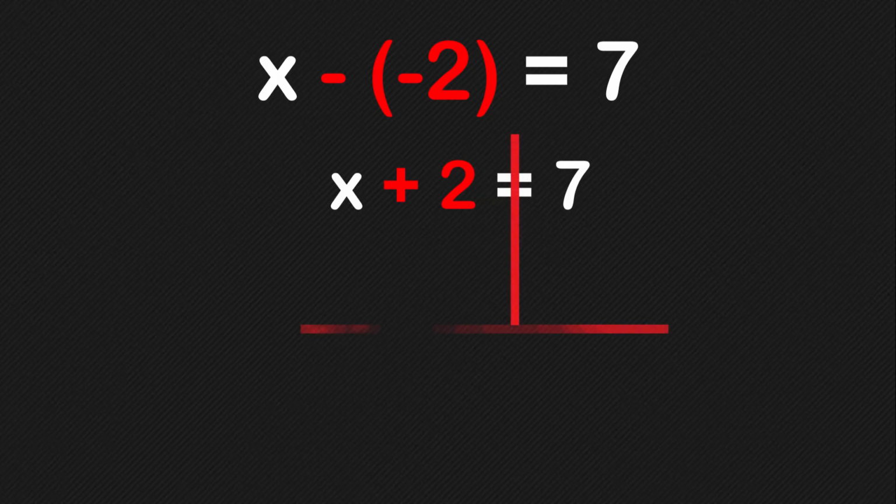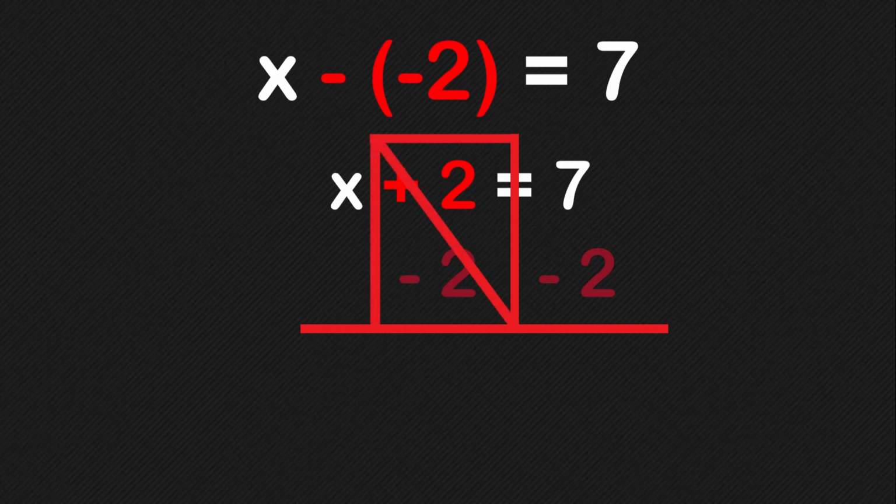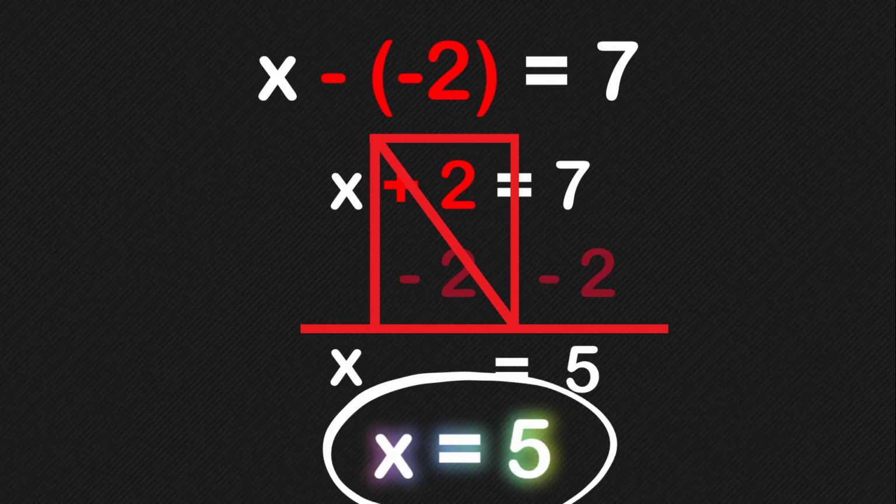And since we already know about inverse or opposite operations, we're going to go ahead and subtract 2 from both sides. Our 2's are going to cancel out because they're opposites, and we just have 7 minus 2, which is 5. Bring down your x, and once again, we can figure out what our variable equals, and our solution is x equals 5.